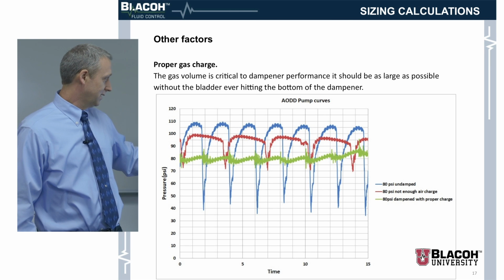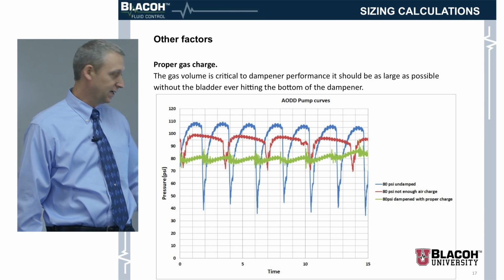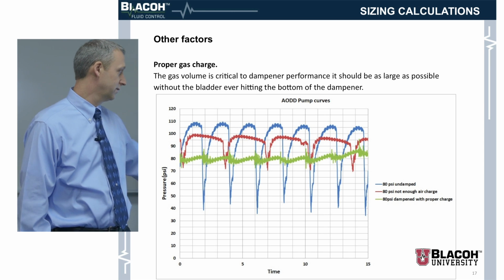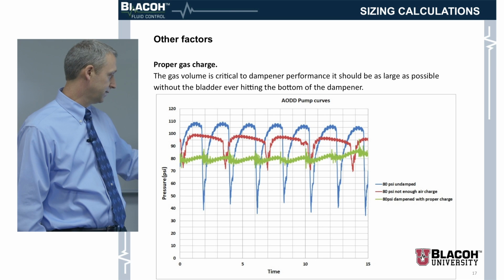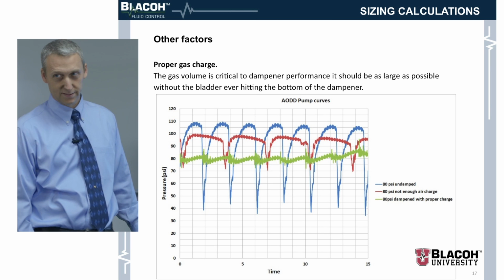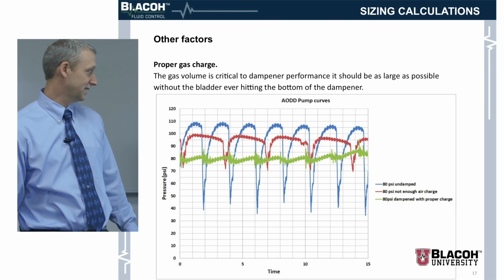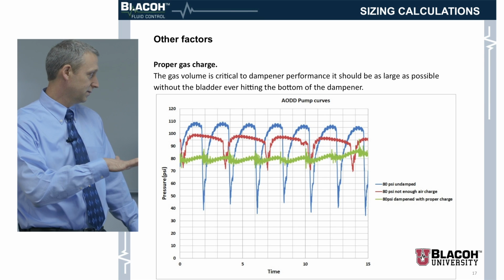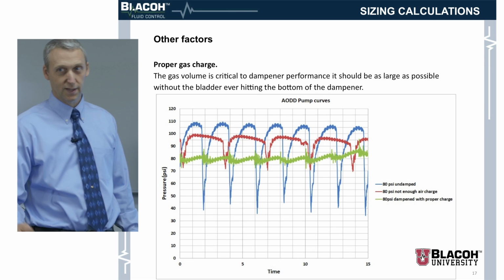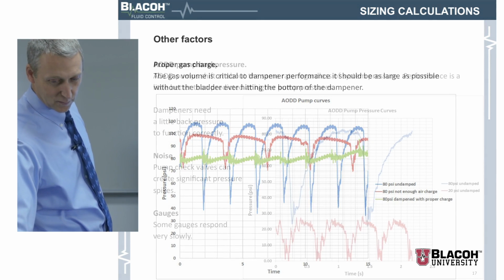If we look at this graph, this blue is the undampened pressure curve, the red is not enough air charge in the dampener, and this is a good air charge in the dampener. It's a huge difference in the spikes there, and the exact same dampener makes a huge difference depending on how much air is in it. So you don't want the bladder to go all the way to the bottom. If it's overcharged, you'll still get pressure spikes. And if it's undercharged, you get pressure spikes as well. So proper charge is very important.